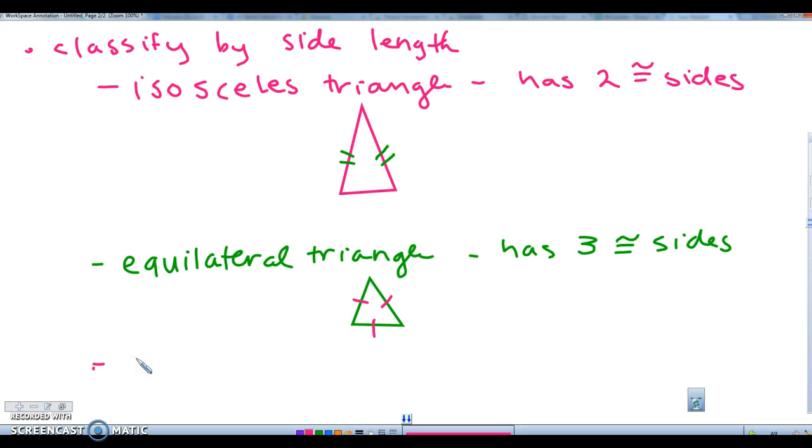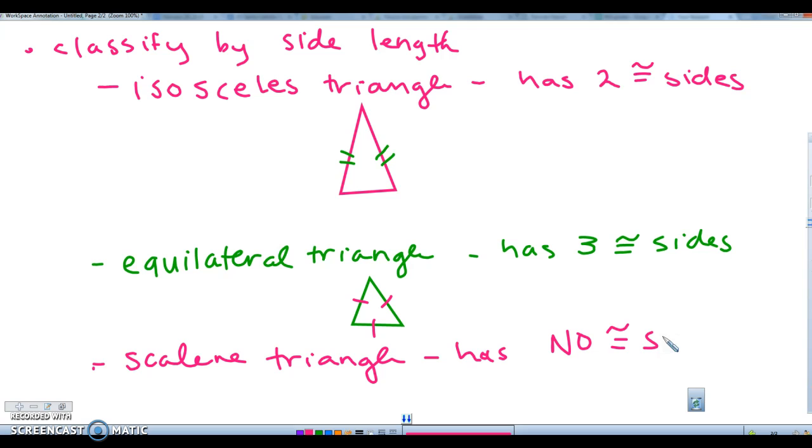And the last kind is a scalene triangle, which has no congruent sides. Okay. And again, I would not mark any of the sides to be congruent either. So it might be something like that. None of the sides are congruent.